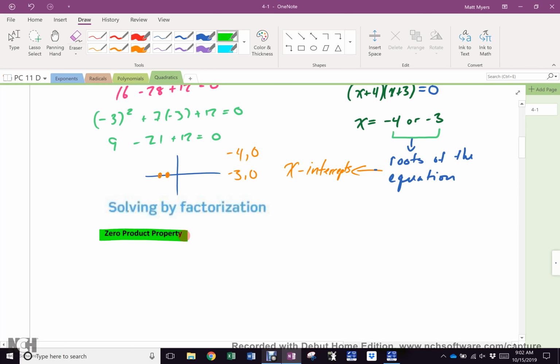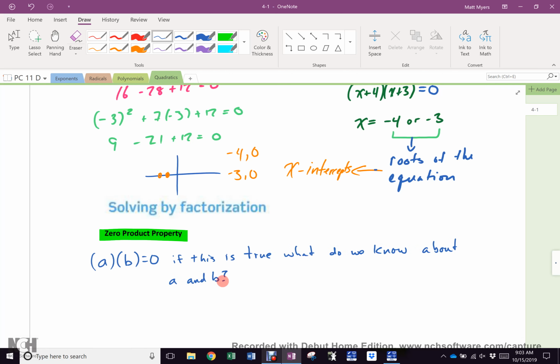This is the first way to solve quadratic equations. Okay? This is the first way to do it, and you already know it. A times B equals 0. If this is true, then what do we know about A and B? We know that they would be intercepts if it was a quadratic formula, yes? But I'm just talking in general terms. Something times something else equals 0.